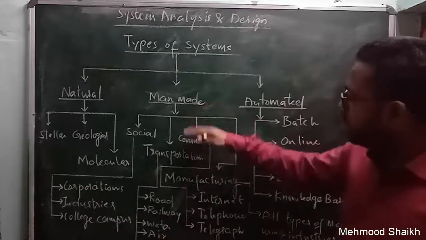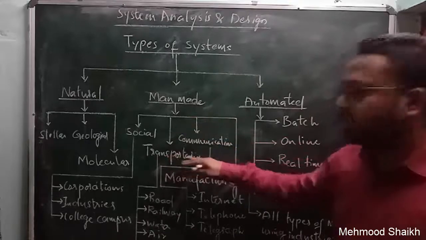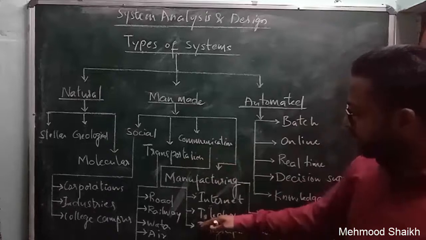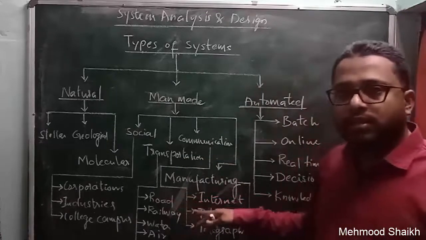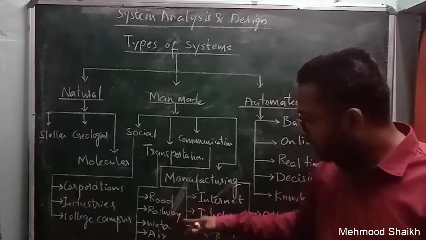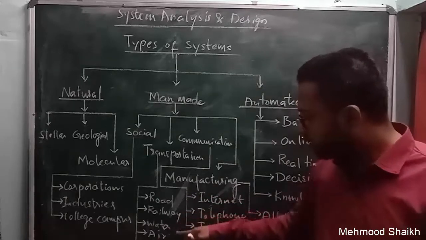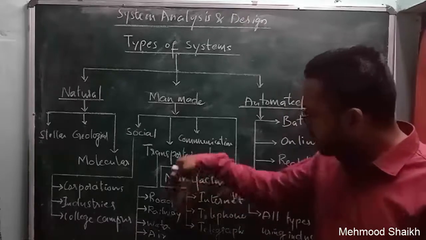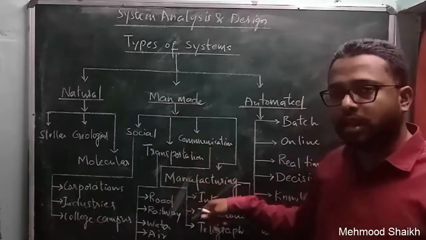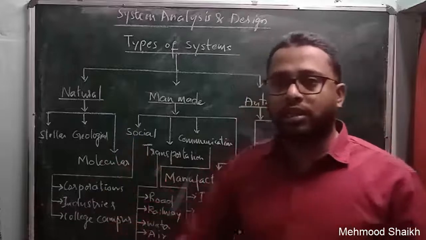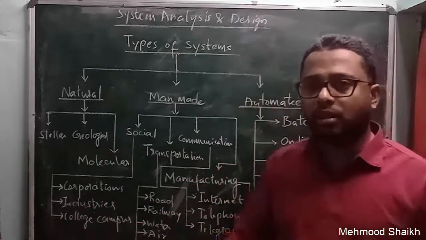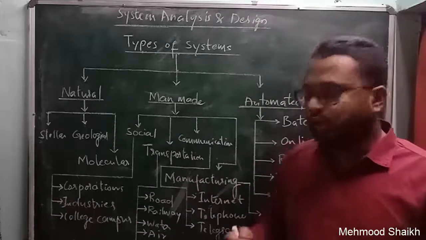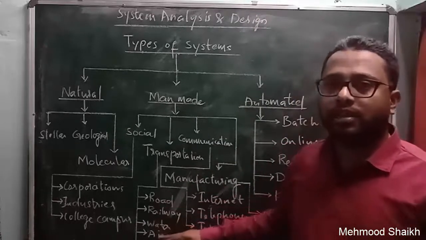Like this, we have another type of man-made system, which is the transportation system. Under the transportation system we have examples like the road transport system, railway transportation system, water system, air supply system, and pipeline system. In this type of system, people come together and make use of technology and machinery to achieve their task.